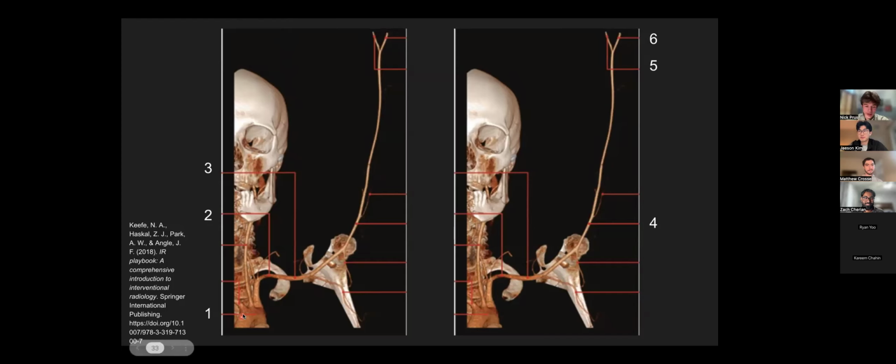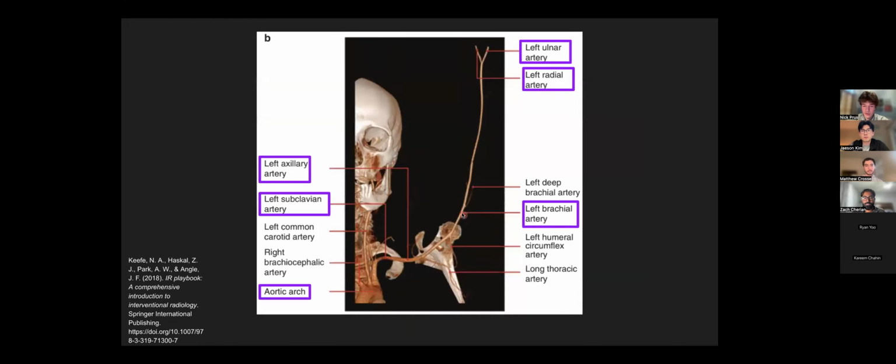All right, so this is the aortic arch, right? This is the brachiocephalic artery. This is the common carotid. This is the subclavian, right? The left subclavian artery becomes the axillary artery, and then it continues on to become the left brachial, and then you have the radial artery, which is more lateral, and then the ulnar artery, which is more medial. Then, this wasn't on the previous slides, but you also have the humeral circumflex artery and the long thoracic artery, supplying parts of the back.